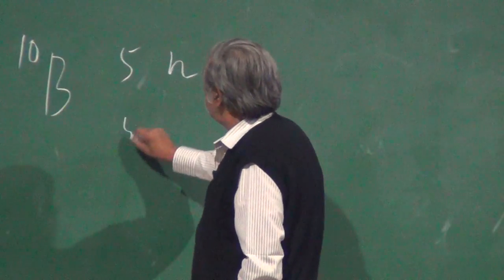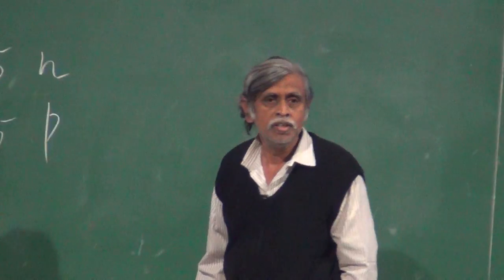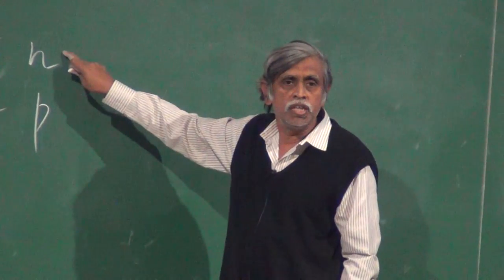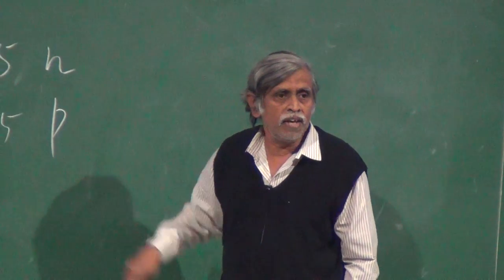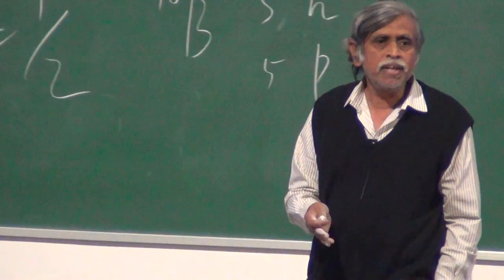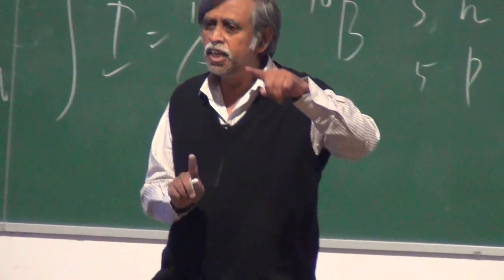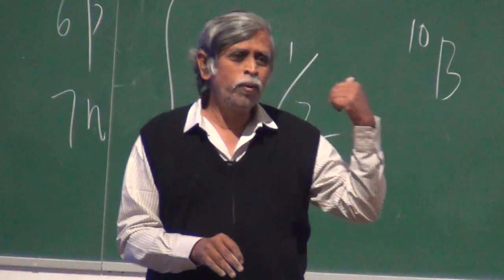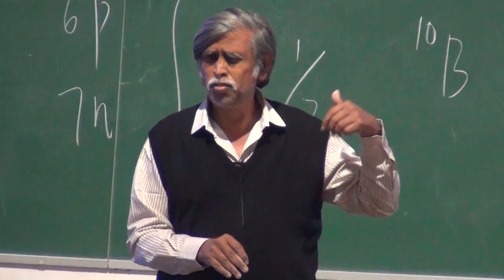5 neutrons, 5 protons. What would therefore happen? You have an unpaired situation here, and an unpaired situation here. And therefore you would expect this to be an integer, that's all I can tell you. Actually, if you go back and look at boron, I think the spin is 3.